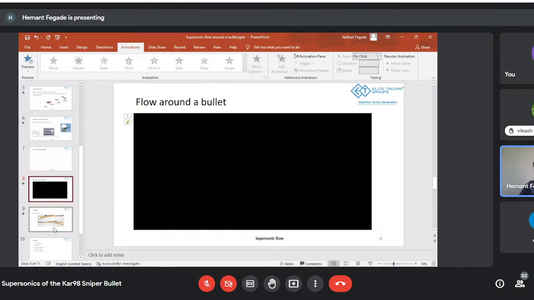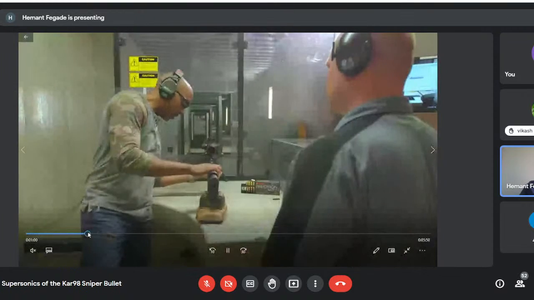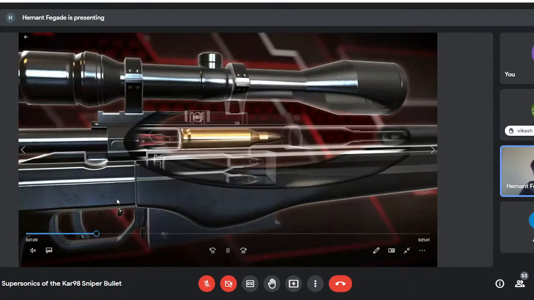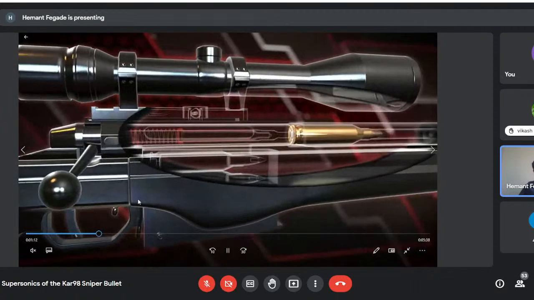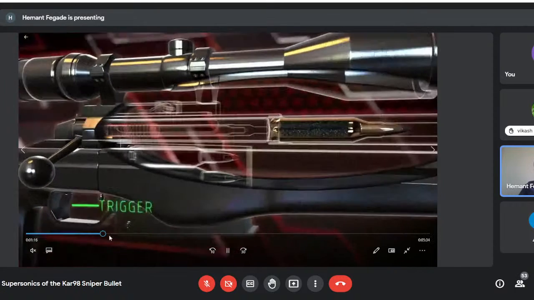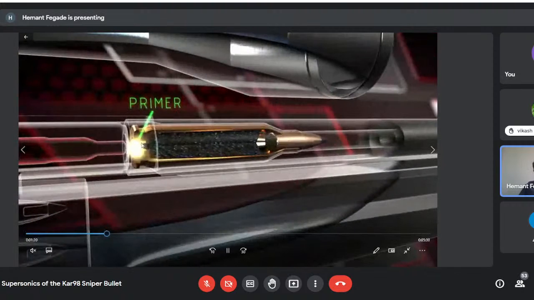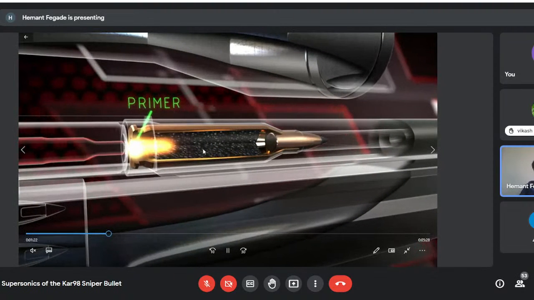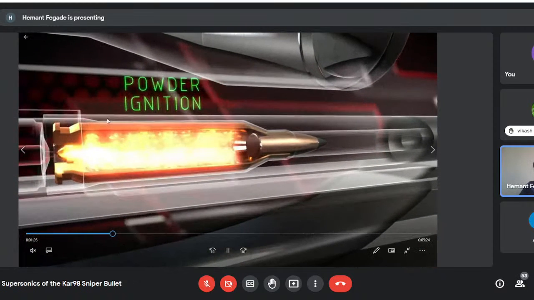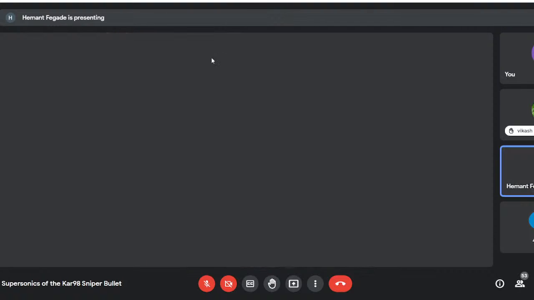So talk more about this. Actually, I have a video for you, to show you basically how it is generated. So this is how you are going to lodge a bullet, and then this is the firing pin. It will ignite the primer, and then due to this the propellant powder will ignite. It will give the thrust necessary for the bullet to move.